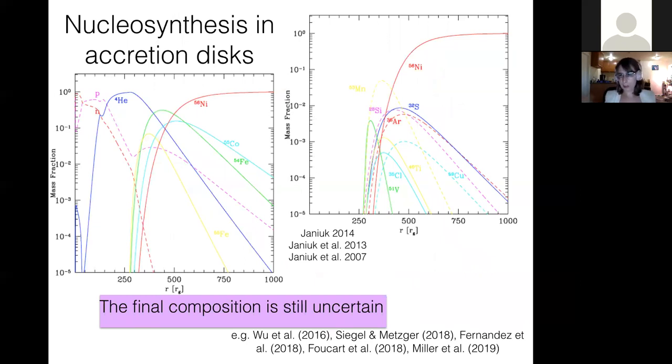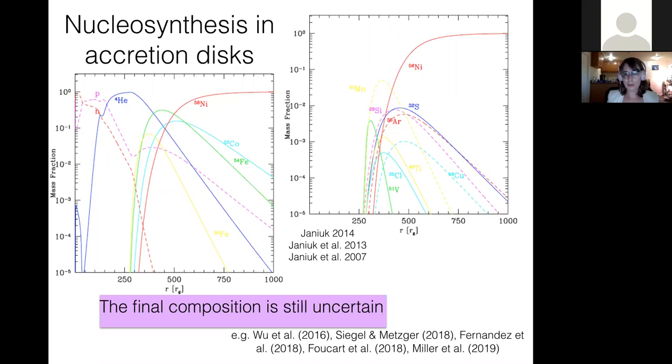So these simulations have been done by lots of groups, as Scott just talked about. And the main problem is that, as Luke was saying, there's this transition electron fraction where you can either create lanthanides or not create lanthanides. And the nucleosynthesis in the accretion disk is around that electron fraction. So the final composition is still very uncertain. Different groups get different electron fractions.